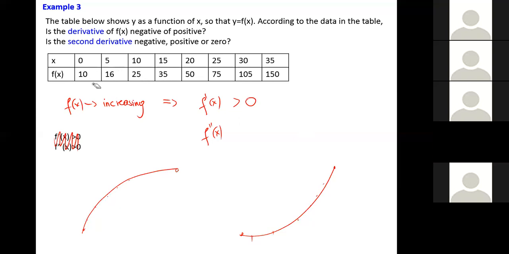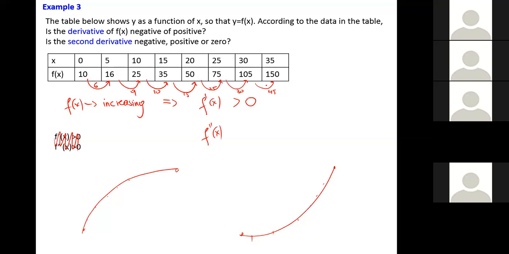The difference is 6, and then 9, and then 25 and 35, I think it's 10. 35 and 50 is 15. This difference is 25, and this is 30, and so on, 45.